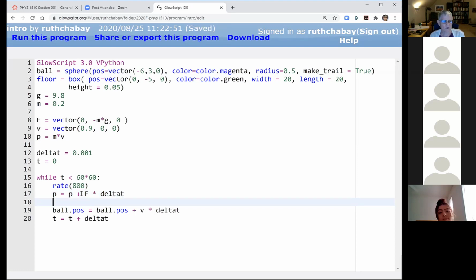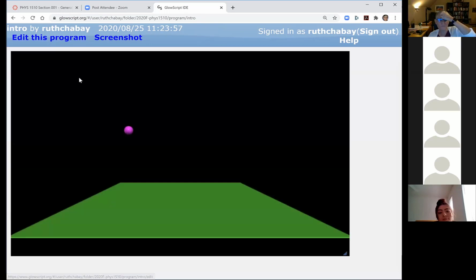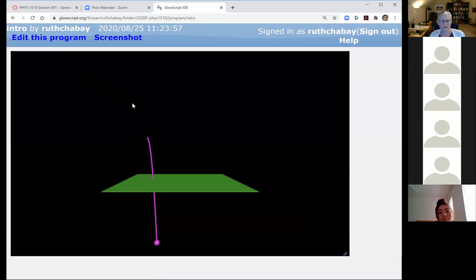And now we get a new velocity. Velocity is going to be the momentum over the mass. And so now the force ought to act on the ball. It's in the negative y direction, so the ball ought to go down. And it does.